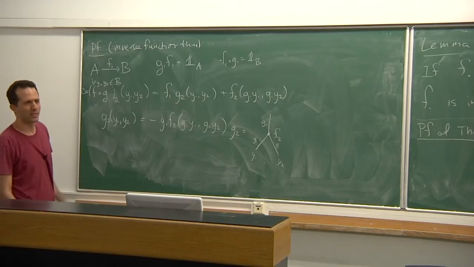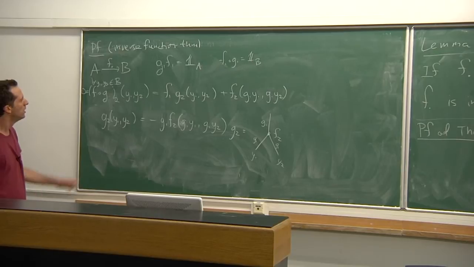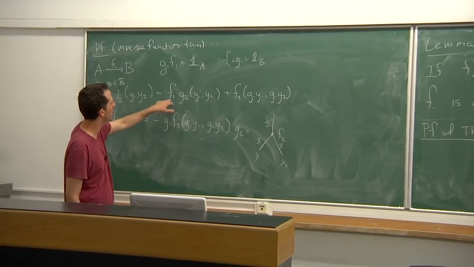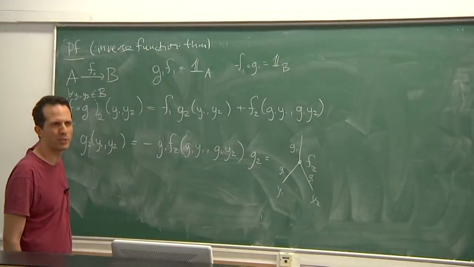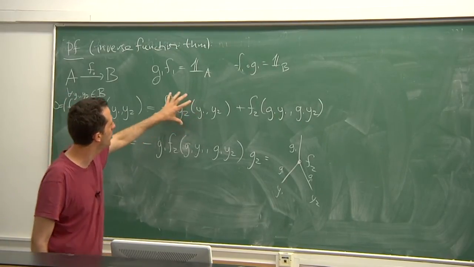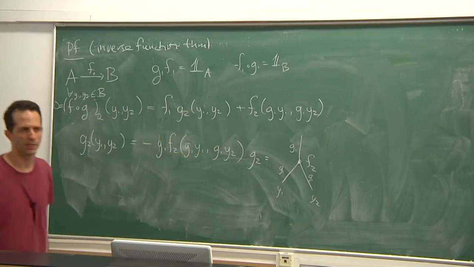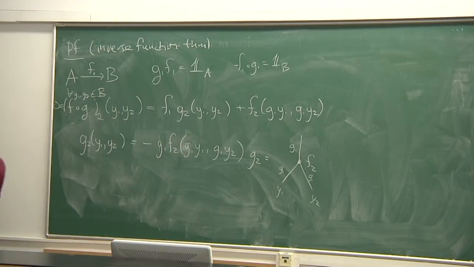OK, let's do now the general case. Yeah, so let's apply g1 to this relation. G1 of 0 is 0. g1 of f1 is the identity. So we get just g2 of y1, y2. We move it to the other side, and we get this.